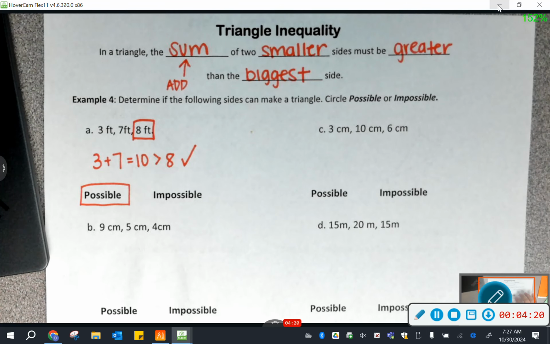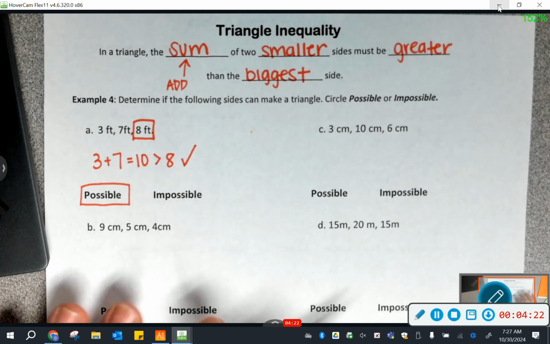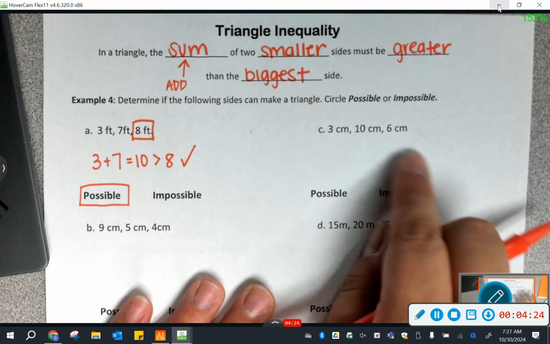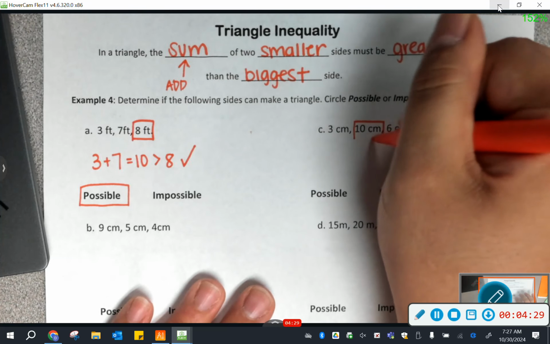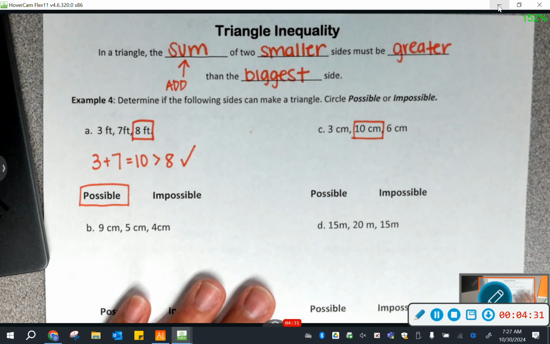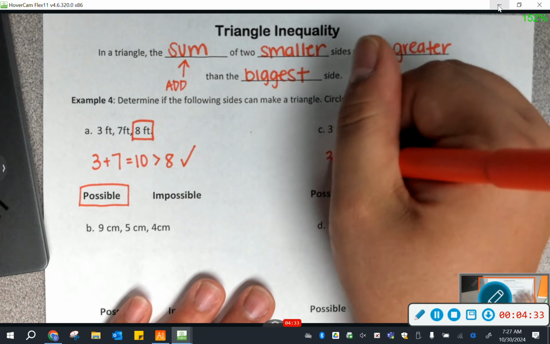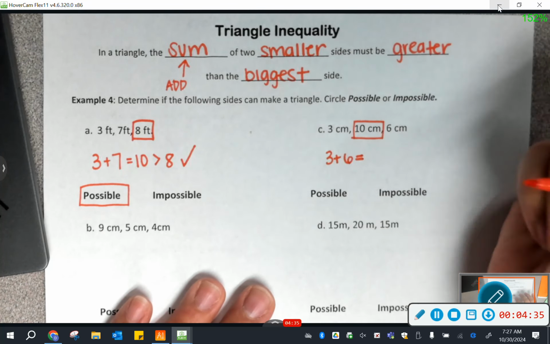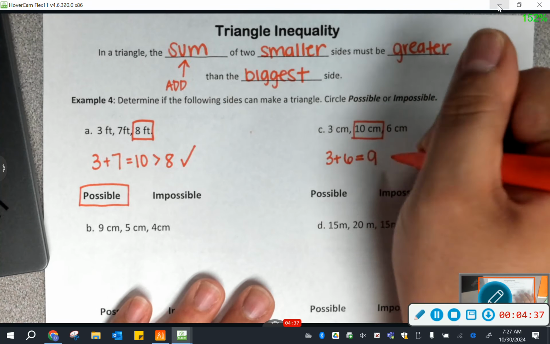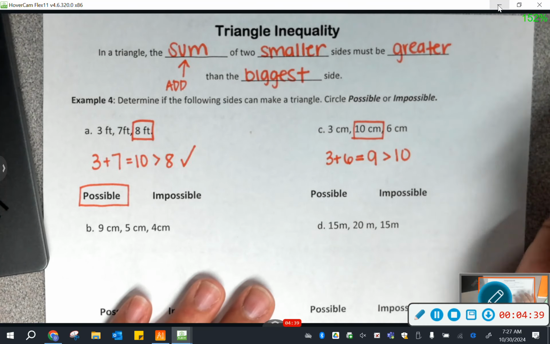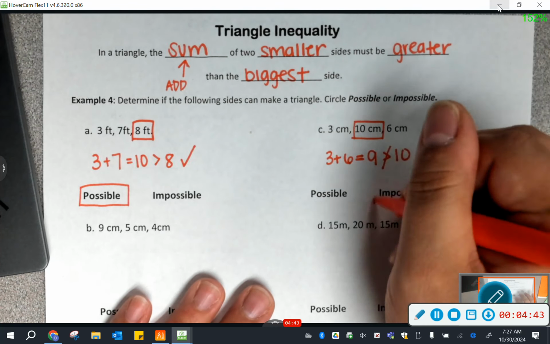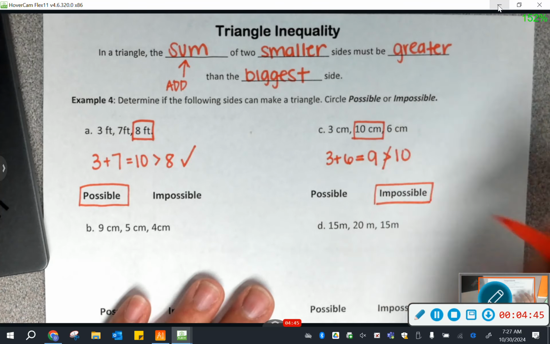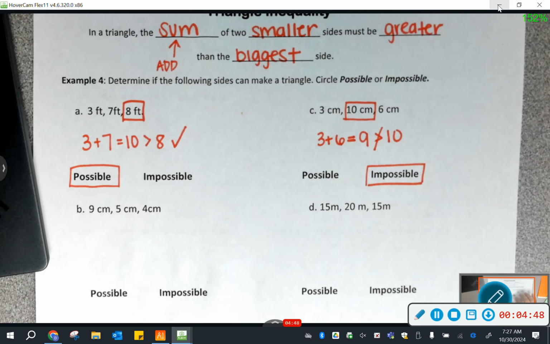Let's do another one. What about letter C right here? What is my biggest side? 10. Box it. So what am I going to do now? 3 and 6. Add 3 plus 6. What is 3 plus 6? 9. Is 9 bigger than 10? No. So since it's not, it is impossible. I want you to do the next two on your own. Go.